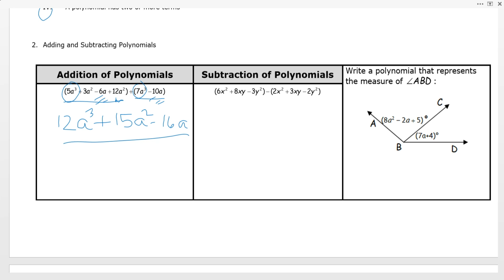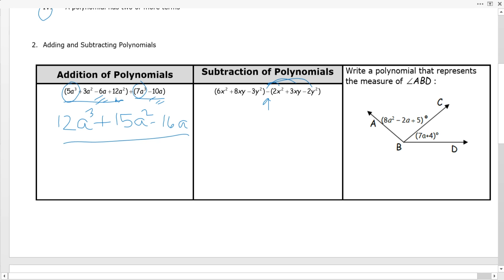Number 2, when we're subtracting, because there's a negative sign right there, we have to distribute the negative to everything. So I really end up with 6x squared plus 8xy minus 3y squared. And I'm going to do something called stacking. I'm going to take my minus 2x squared and put it under my other 6x squared. And then my 3xy now is a minus, so I have minus 3xy. I'm putting it under my other 8xy. And then minus a negative 2y squared makes that plus.